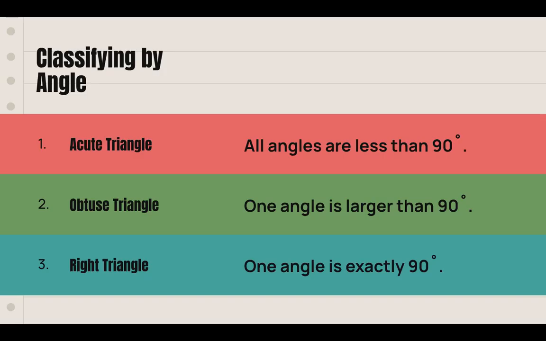And we often use the reference of 90 degrees when looking at angles to decide what kind of angle they are. So an acute triangle, all three of the angles are less than 90 degrees. That is an acute triangle. An obtuse triangle is if just one of those angles is larger than 90 degrees. And if one of the angles is exactly a right angle, it has 90 degrees, then it is a right triangle.